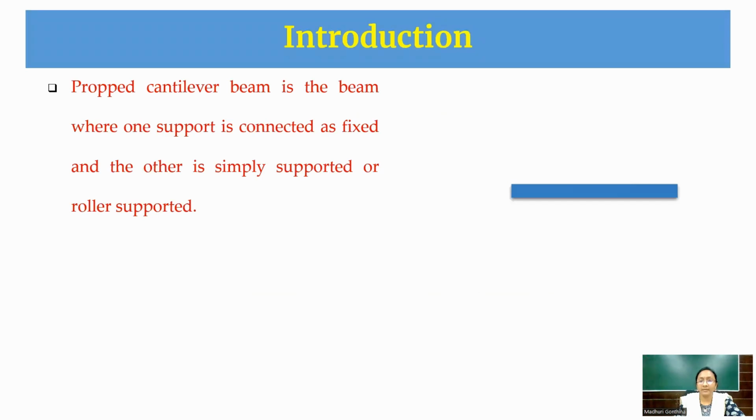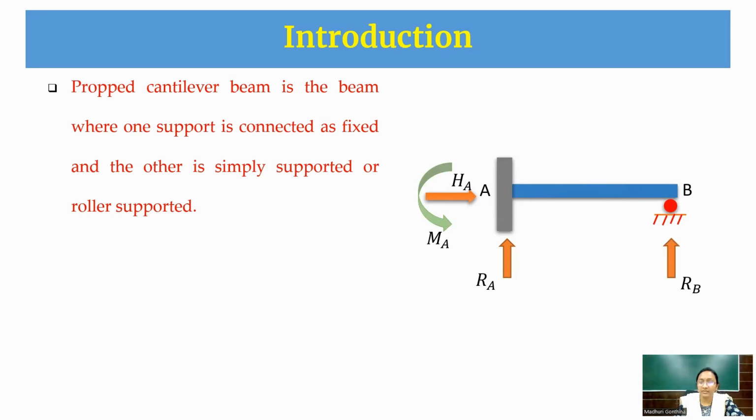It is a beam where you have one support to be a fixed support. Here you can see the A support is a fixed support and the other support, B, is a simple support or a roller support. For this fixed support, you can have three reactions. One will be a horizontal reaction, another will be a vertical reaction, and another will be a moment at this point. Whereas coming to this roller support, you have only a vertical reaction, that is RB.